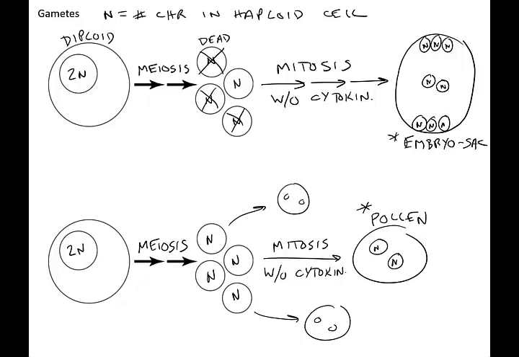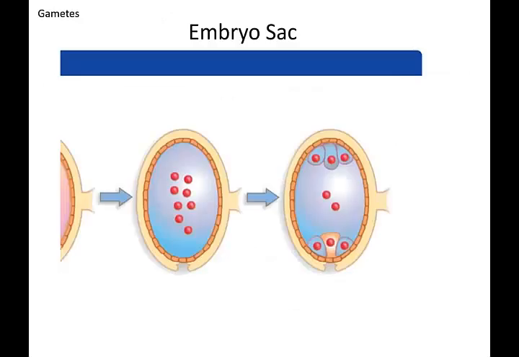meiosis, followed by either between 1 or 3 rounds of mitosis without cytokinesis, and the result, I said, was single cells that had multiple nuclei in them. You can see the embryo sac at the top with 8 nuclei and the pollen down below with 2 nuclei. All right, now here's what we show in the book, and it's a little different than what I diagrammed.